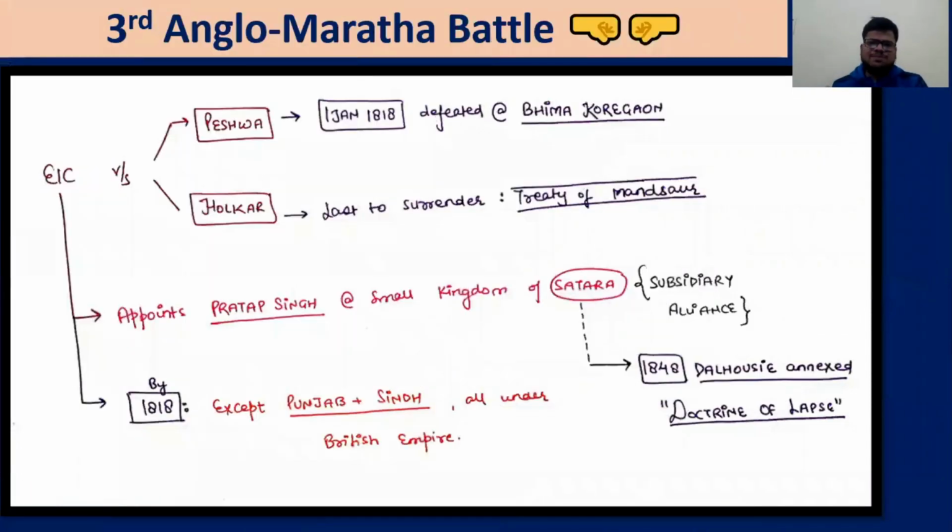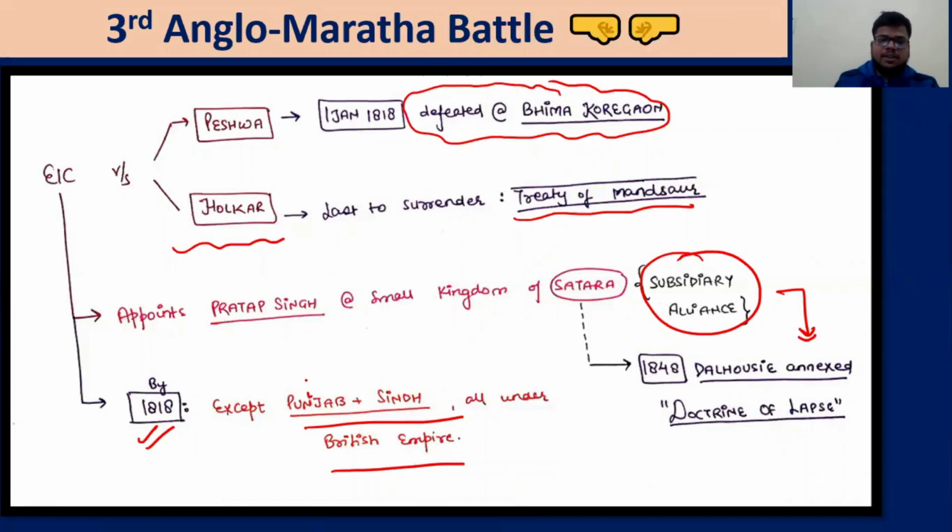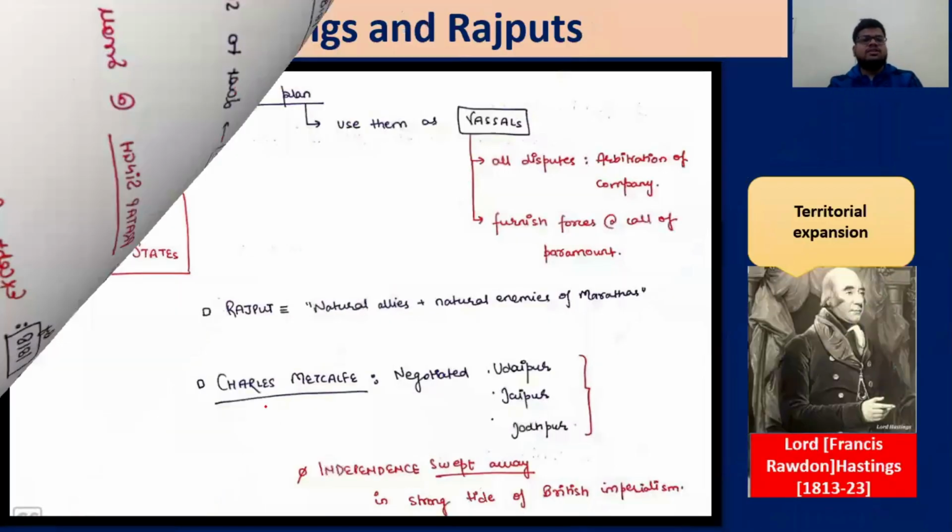This was a very small battle. A very important battle we discussed was the Battle of Bhima Koregaon, in which the Peshwa finally lost. Holkar was the last to surrender and he signed the Treaty of Mandsaur. He appointed Pratap Singh to the kingdom of Satara, which was under the subsidiary alliance and will lastly be taken by Lord Dalhousie, which we will discuss in the next session. By 1818, except Punjab and Sindh, all were under the British Empire, and they will be taken up in the 1840s.